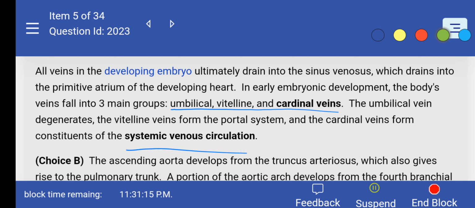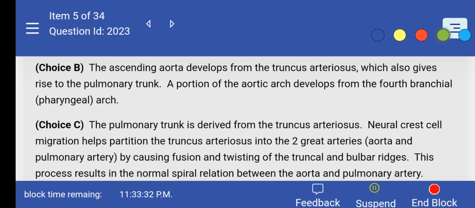This thing is important. Once again, umbilical vein would degenerate, right? And vitelline vein would form portal system, right? And the cardinal vein would form systemic venous circulation. Okay. So one option is the descending aorta develops from the truncus arteriosus, which also gave rise to the pulmonary trunk, right? So the truncus arteriosus would give rise to the ascending aorta with the pulmonary trunk.